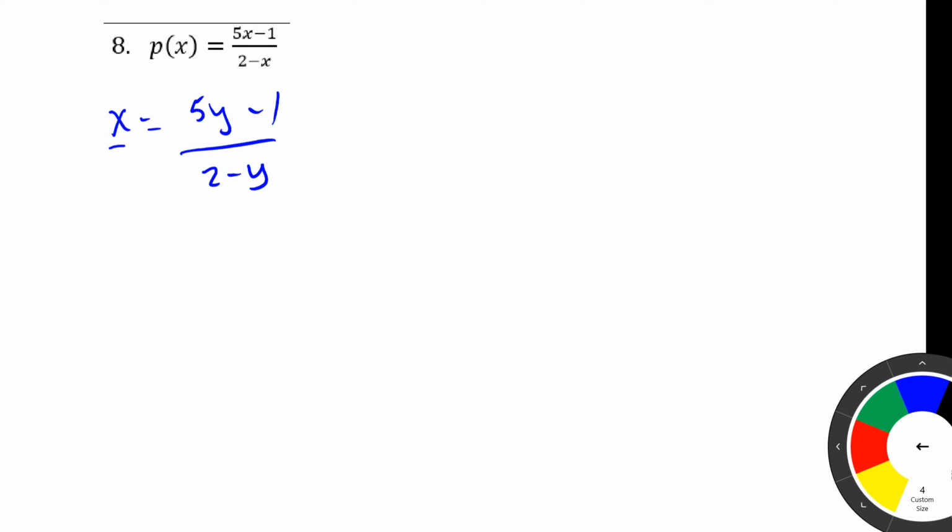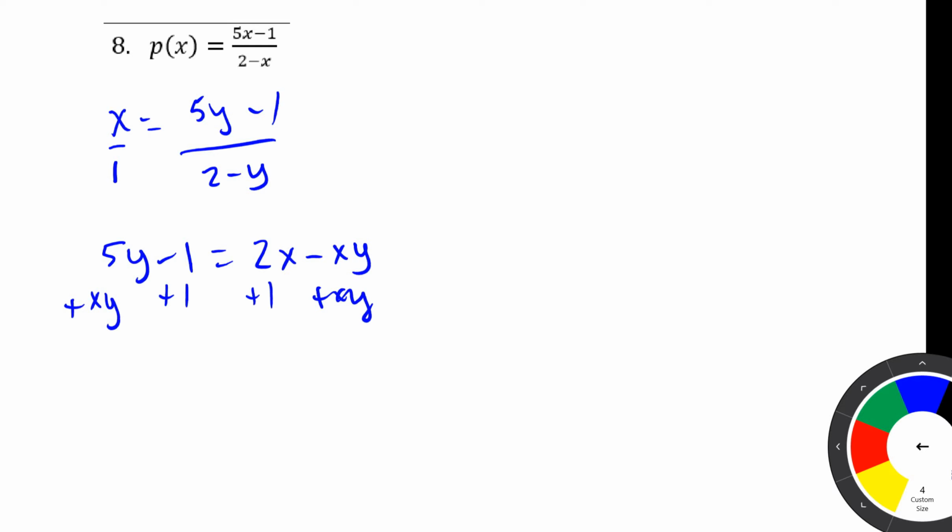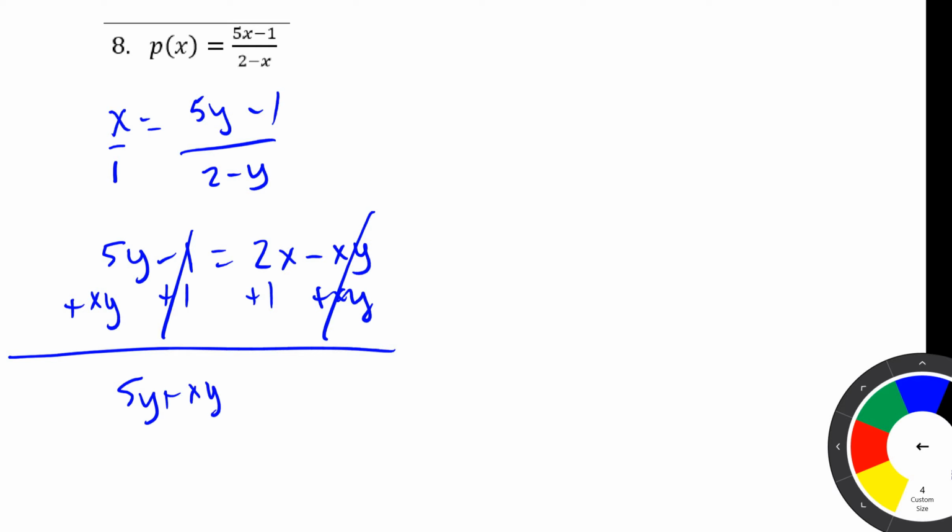Again, cross multiply. So I'd have 5y minus 1 equals 2x minus xy. And again, we want to get the terms that have y together and the terms that have no y on the same side. So I'd add xy, and I'd add 1. That's going to cancel here and here. Now notice everything that has y is on one side, so I'd have 5y plus xy equals 2x plus 1.